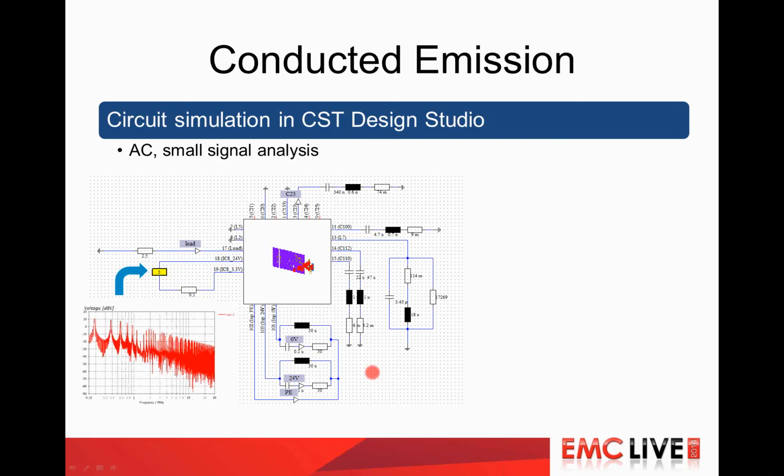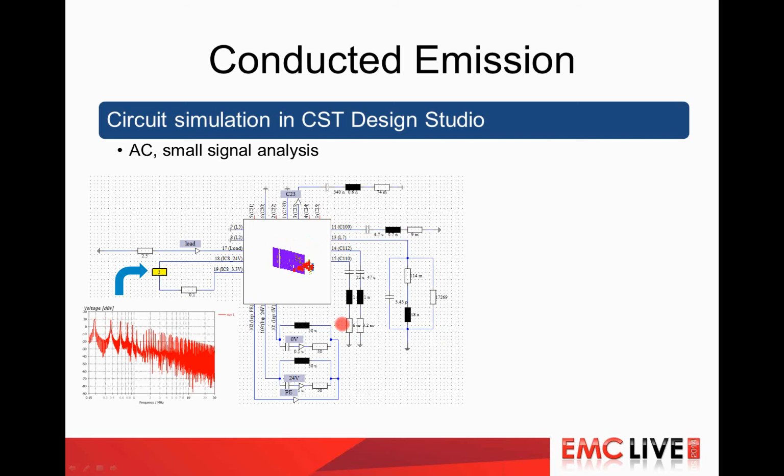Here's the port, which is basically placed between the 24 volt and the 3.3 volt pin of the voltage regulator. And this port is now excited by the spectrum of the signal that is obtained from LTspice. And the filter is currently modeled very simply. We have just one capacitor, just because that makes it easier to compare to measurements.